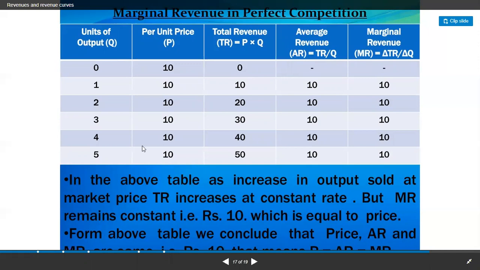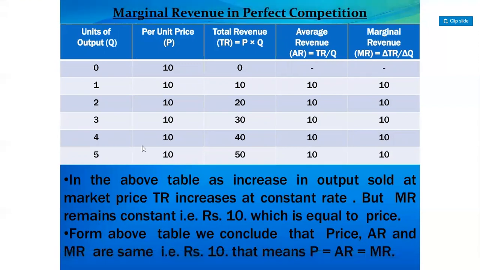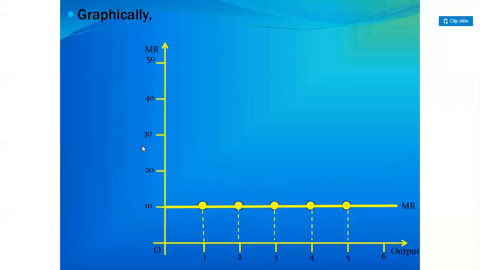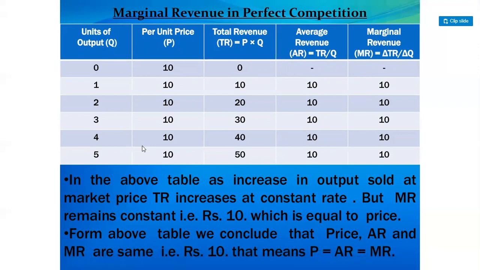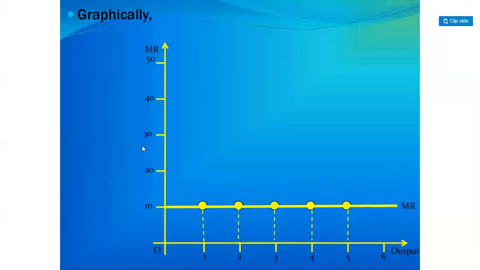In the above table, as the output sold at the market price increases, TR increases at a constant rate but MR remains constant. That is 10, which equals the price. From the above table we conclude that price, AR (average revenue) and marginal revenue are the same, 10 rupees. Here it can be shown with the help of a figure.